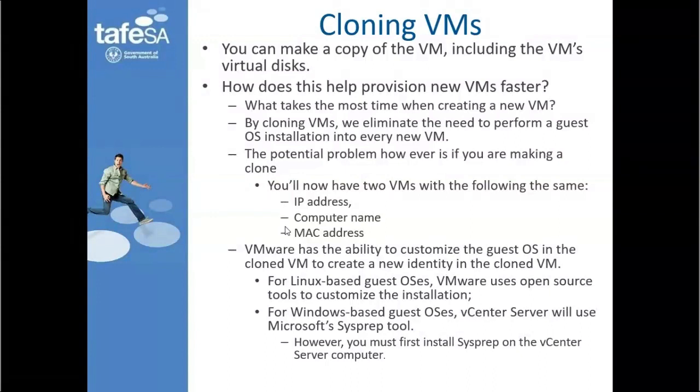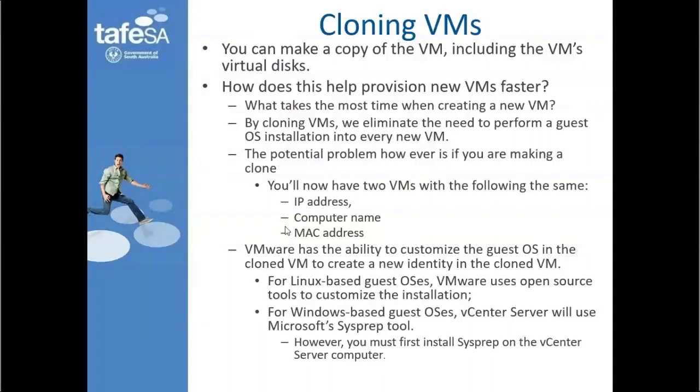VMware has the ability to customize the guest OS in the clone VM. So remember how in Cert 4, what did we do? We manually did sysprep on the Golden Master before we took a snapshot, right? The reason for that is that we went halfway through the sysprep, took a snapshot, and then from that snapshot we cloned a new virtual machine. The new virtual machine completed the sysprep process, which gave it a unique SID.